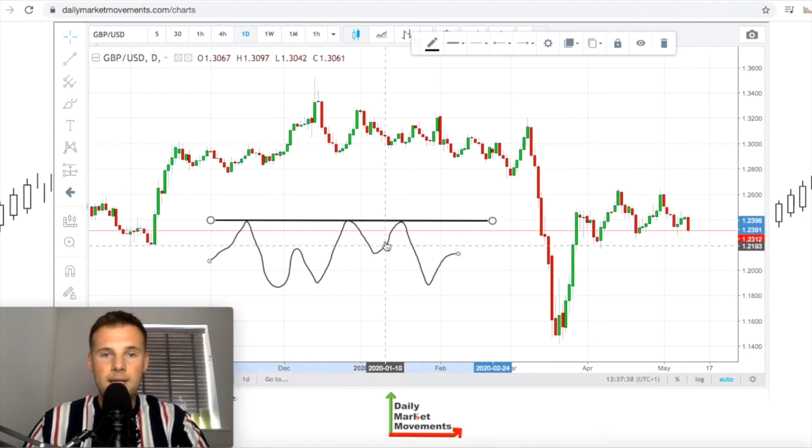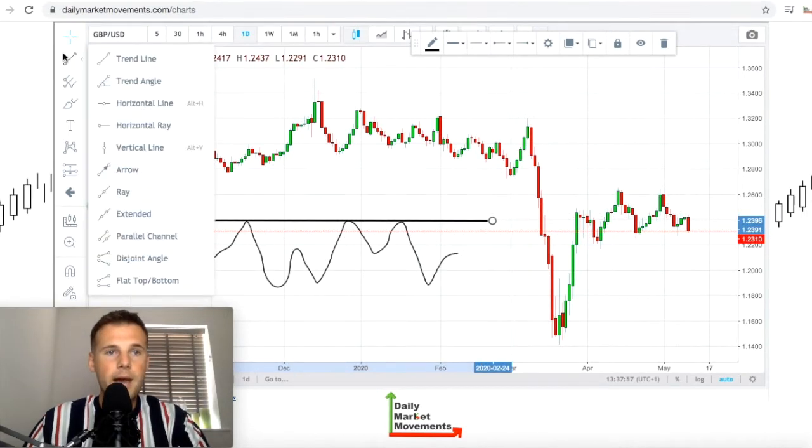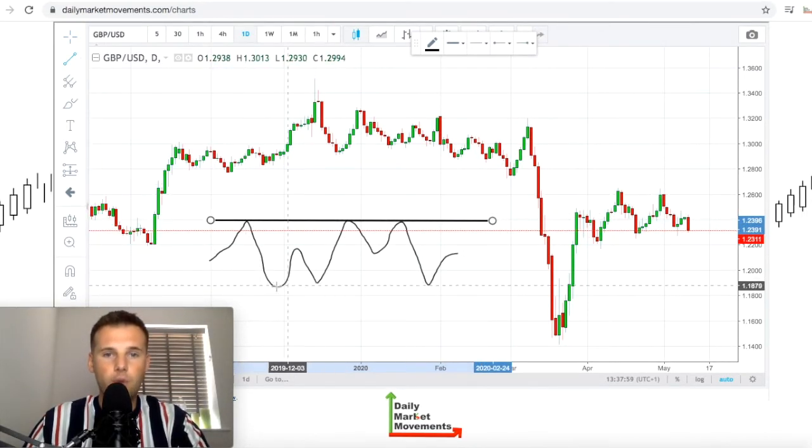Then the bulls stepped back into the market again and tried to push the British pound US dollar higher, and once again the market rejected the price movement and sent the market lower. So I have now identified the roof, which is the resistance level of this market. Now I'm going to identify the floor in the market.